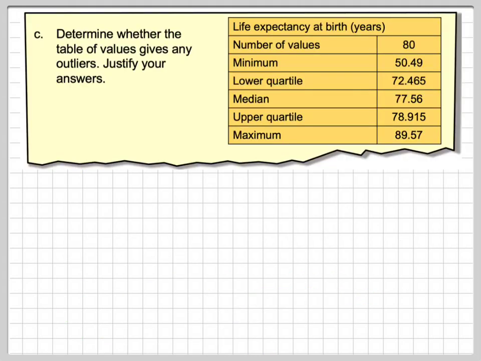Then we're given this table of values. We have to determine whether the table of values gives any outliers, justifying our answer. So we need to find the lower bound for an outlier. When it's represented like this, we've got lower quartile and upper quartile, then it's going to be the lower quartile minus 1.5 times the interquartile range, which is Q3 minus Q1.